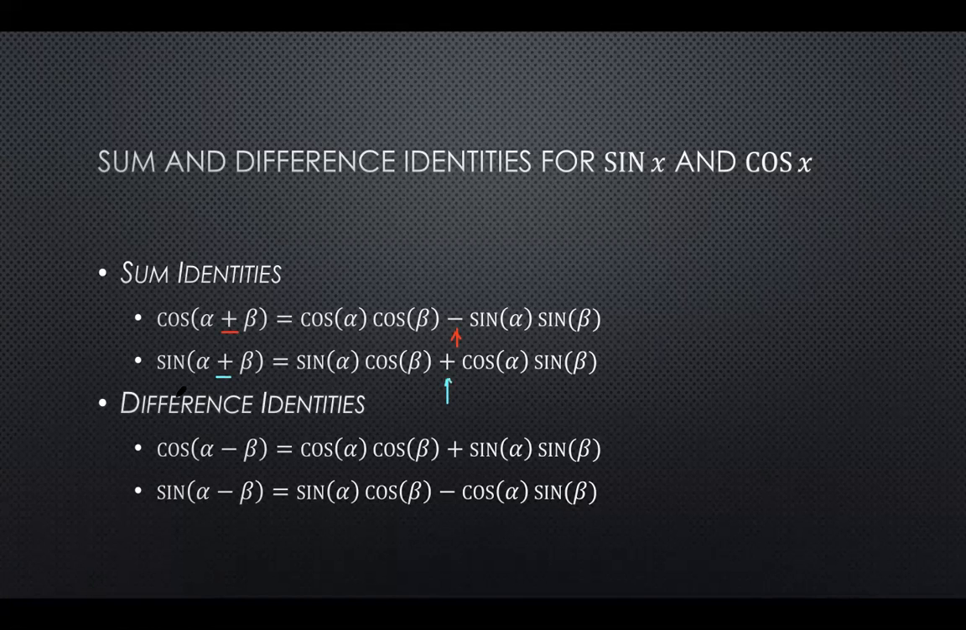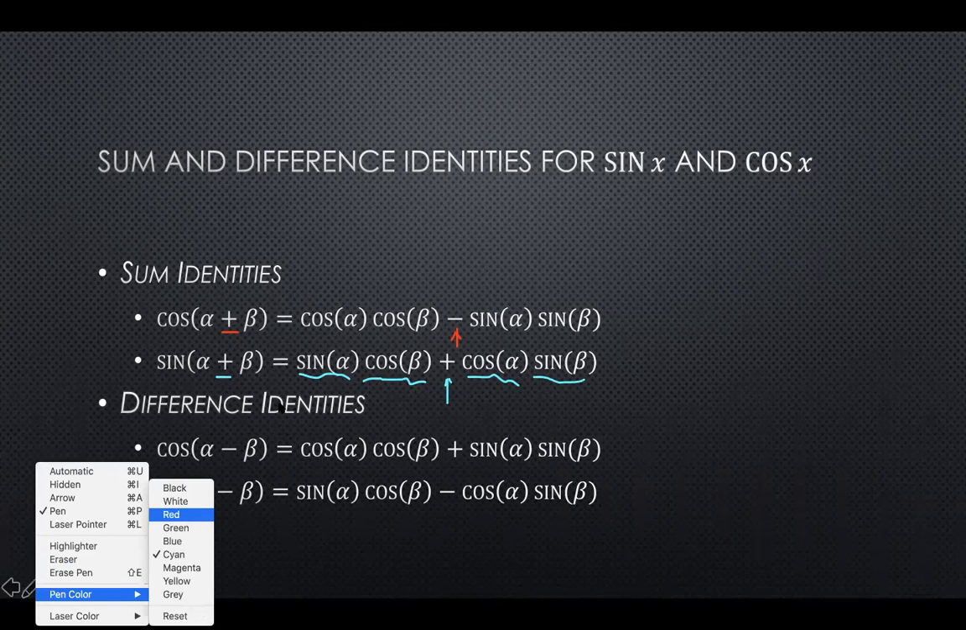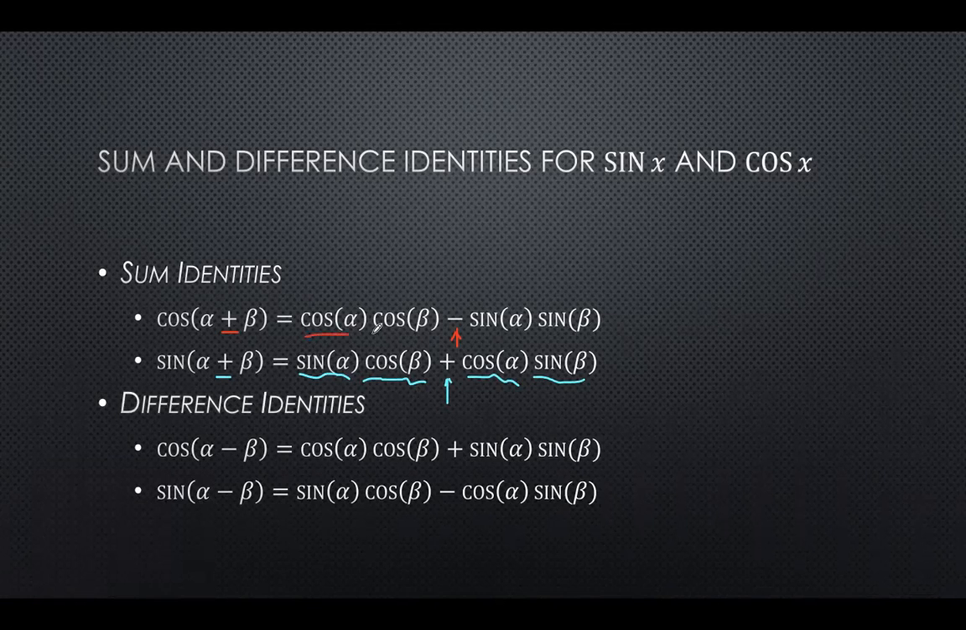However, for sine, it is mixed up: you have sine alpha and cosine beta, and cosine alpha with sine beta. But for cosine, cosine stays with cosine, sine stays with sine. Same thing as the difference identities.